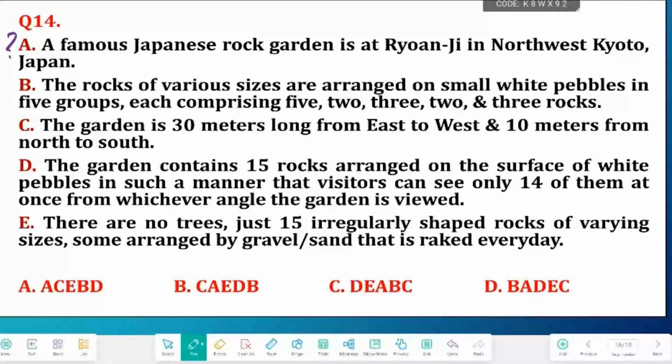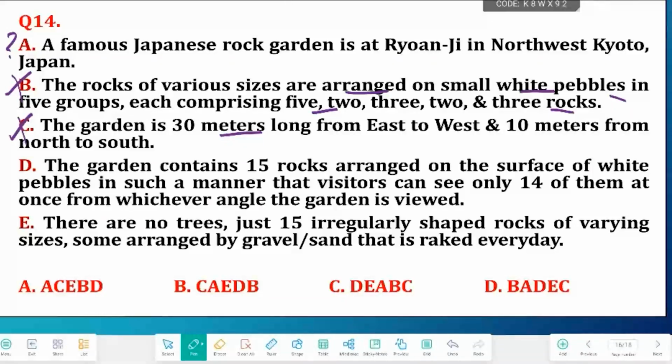Okay. The rocks of various sizes are arranged on small white pebbles. Five groups, each comprising 5, 2, 3, 2, and 3 rocks. Okay. लेकिन कहां पर अरेंज किए जा रही है? We do not have an idea. Maybe this is into this rock garden. So eliminate this. The garden is 30 meters. कौन सा garden? ये famous Japanese rock garden. So can't be our first statement.